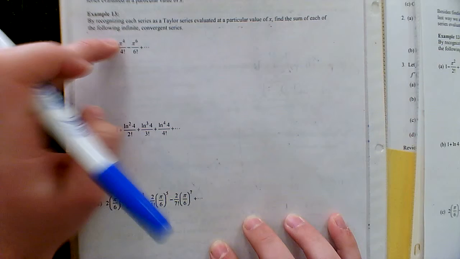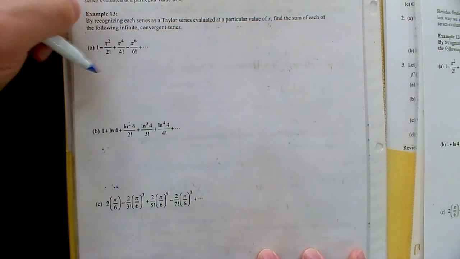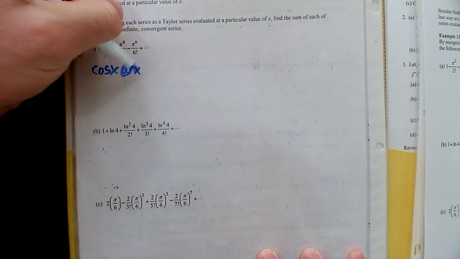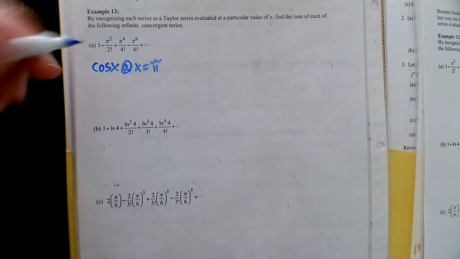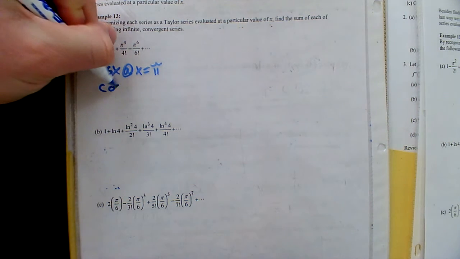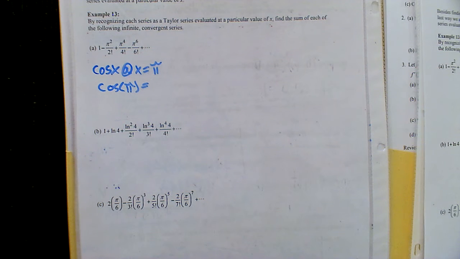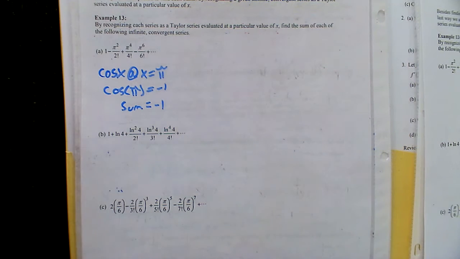So what we're actually saying is we're evaluating the Taylor series of cosine at x equals pi. So cosine of x at x equals pi. So that's cosine of pi. What is cosine of pi? -1. So the sum is equal to -1. And that's it.